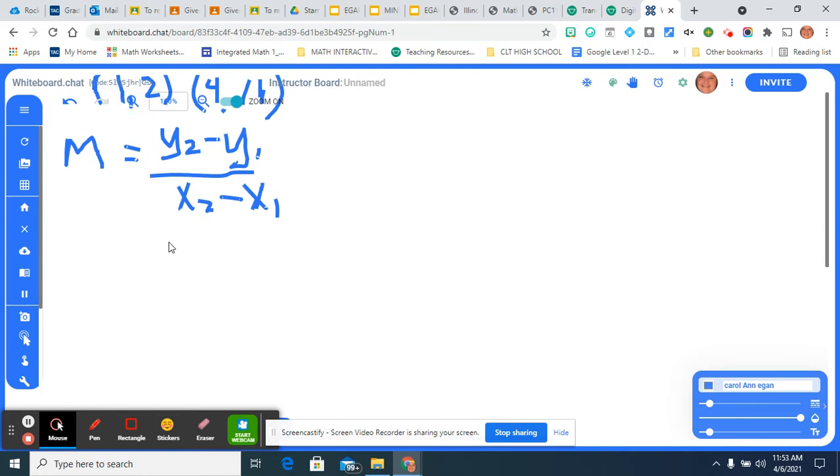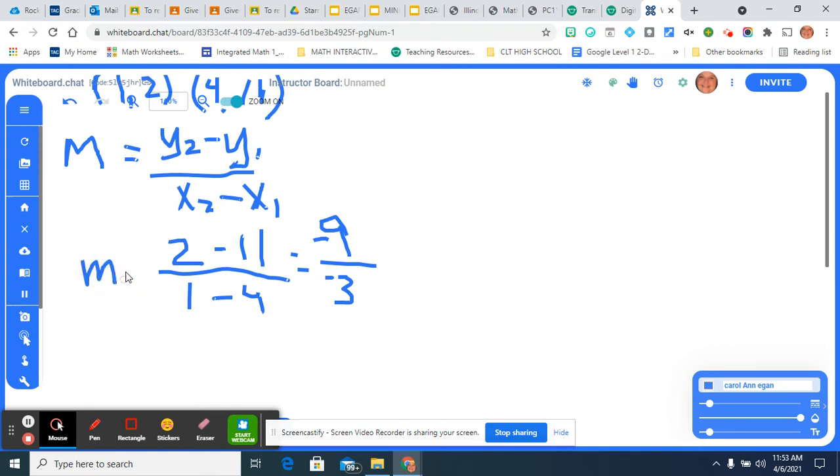So if we took (1, 2), 2, which is the y, over the x, which is 1, subtract, and then 11 over 4. So 2 minus 11 is negative 9. 4 minus 1 is negative 3. And the two negatives will cancel each other out, and 9 divided by 3 is 3. So m is going to be 3. So that's step 1, finding the slope.